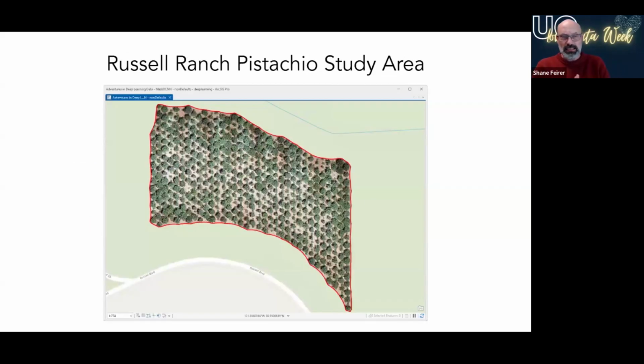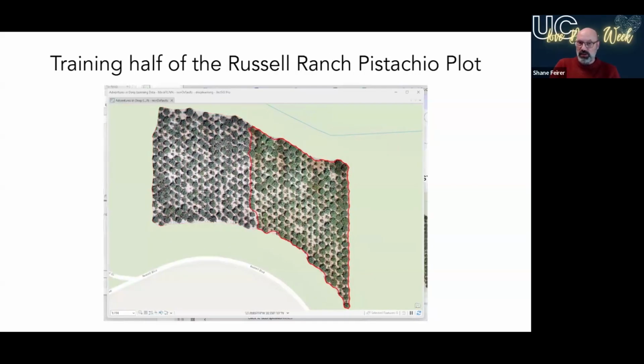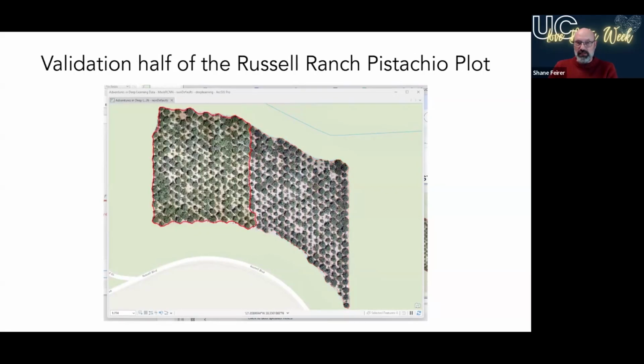So let's delve in real quick. Maggie mentioned Russell Ranch, the Russell Ranch study area. This is a large university research farm outside of Davis, California. And like Maggie said, this is a specific pistachio plot. Here's the shape of it right now. And we divided that plot into training data, as you can see here on the right, and validation data that you can see here on the left.